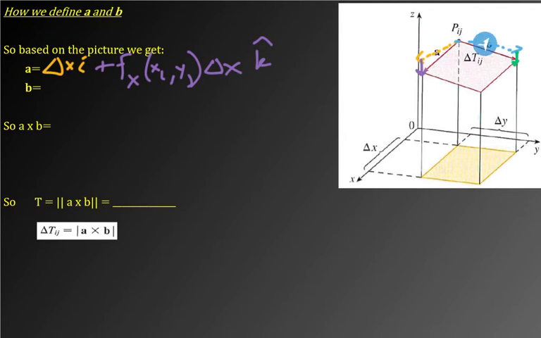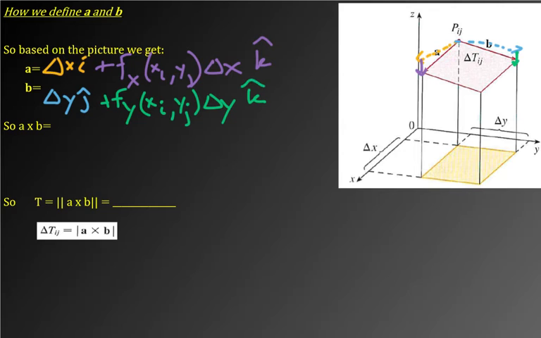And likewise, if I do this one, B would be delta y in the j direction. That's the blue part. And then the green part would be the slope change. Now it's a partial in y, evaluated at the point. So this is my slope change, and then scaled by delta y. And that's the vertical component, the k hat.